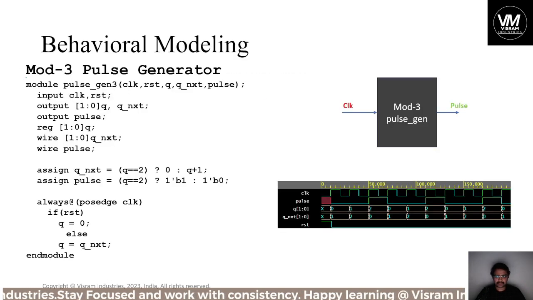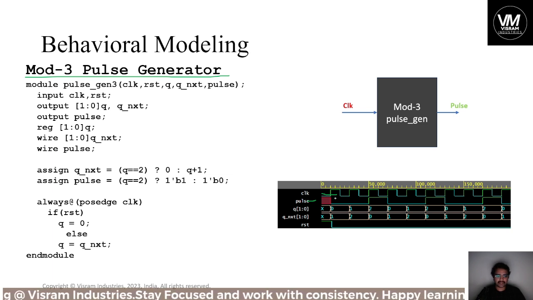And in the same way, we can generate a pulse generator. If you can see, this is the pulse, I mean clock pulse. And why do we take pulse as the output? Because we need to mention for every 3 clock pulses. So mod 3 is nothing but for every 3 clock pulses there will be a pulse. So 1, 2 and 3.